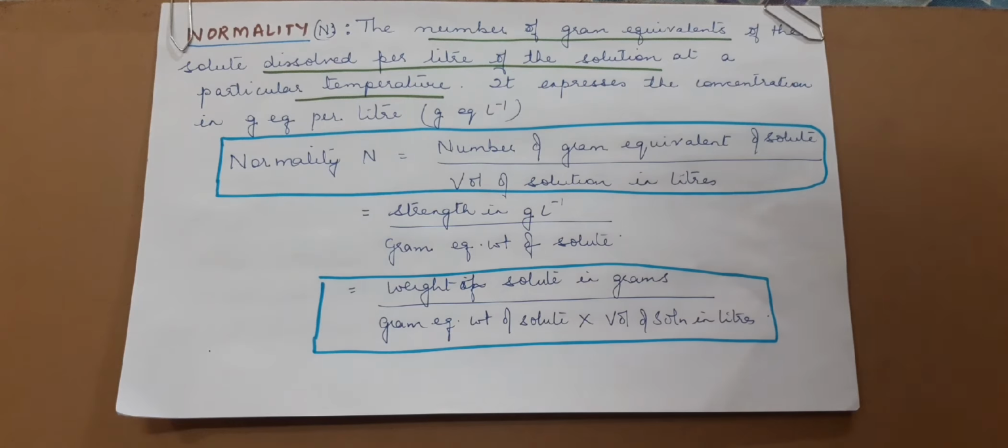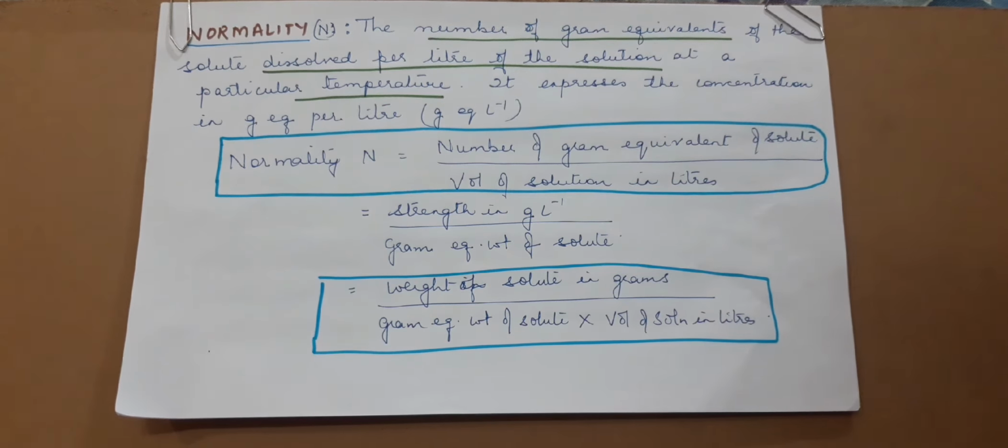The next concentration unit that we are studying is normality. So we have studied what? We have studied molarity, we have studied molality, we have studied formality. Now we are going to study normality, represented by capital N.